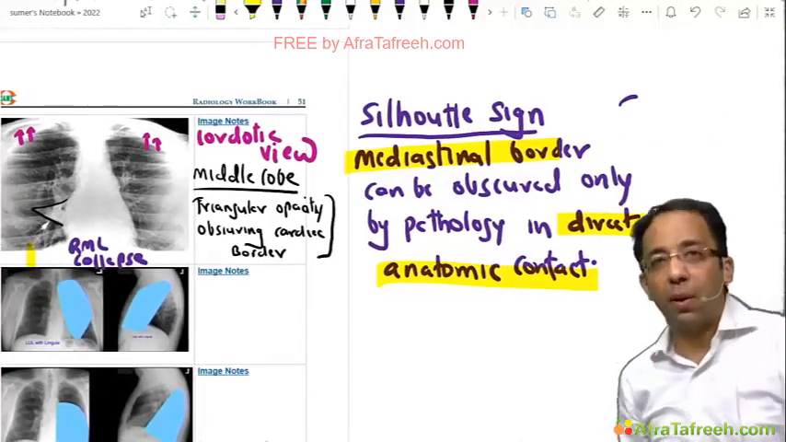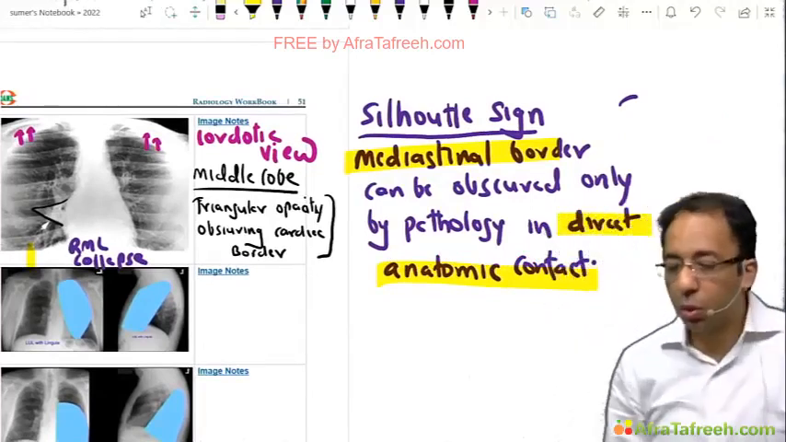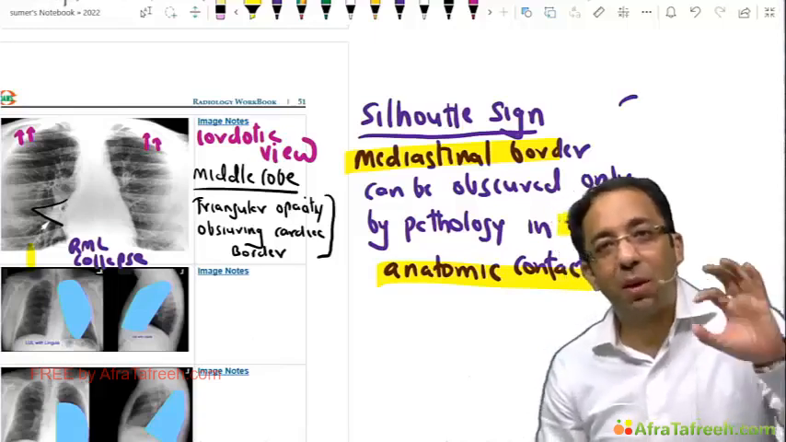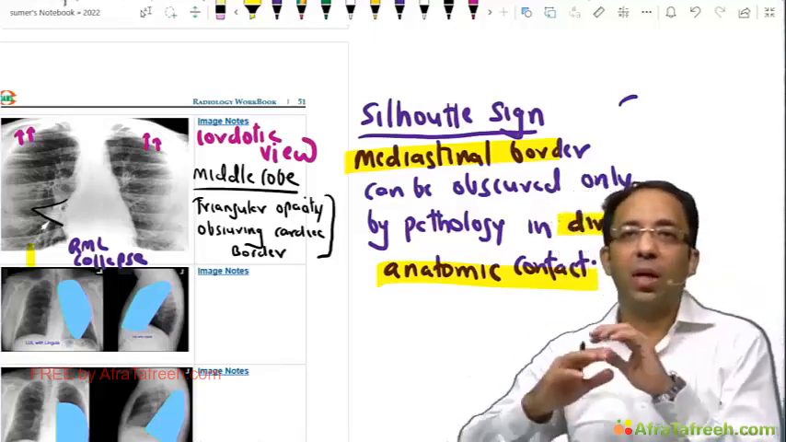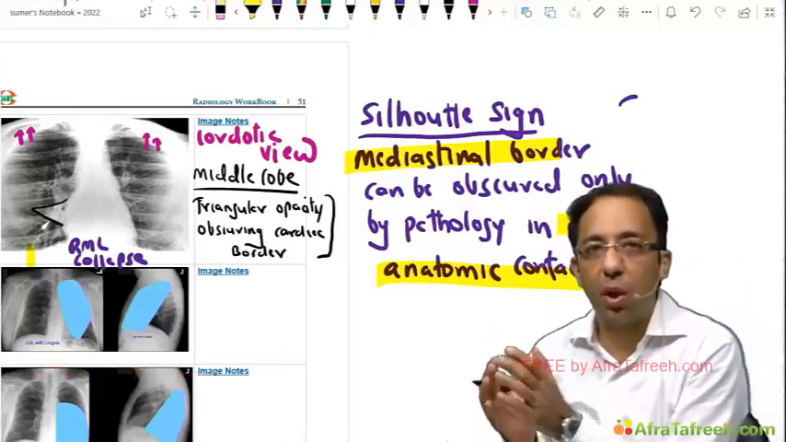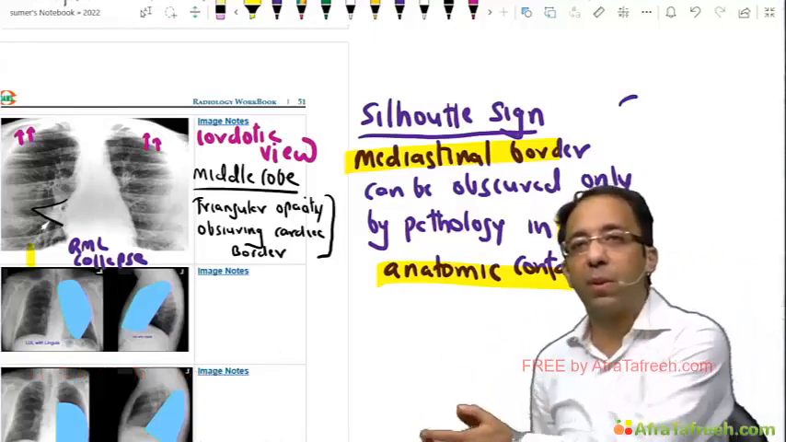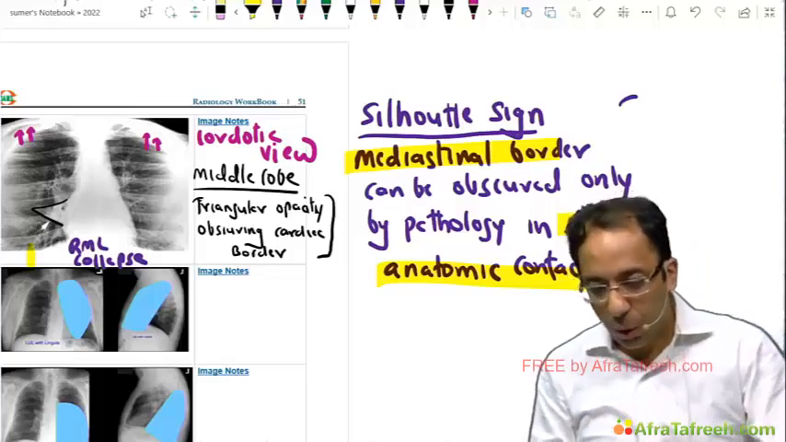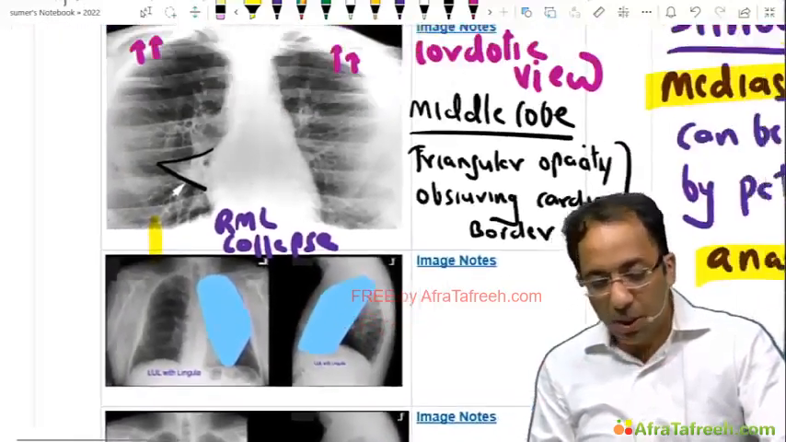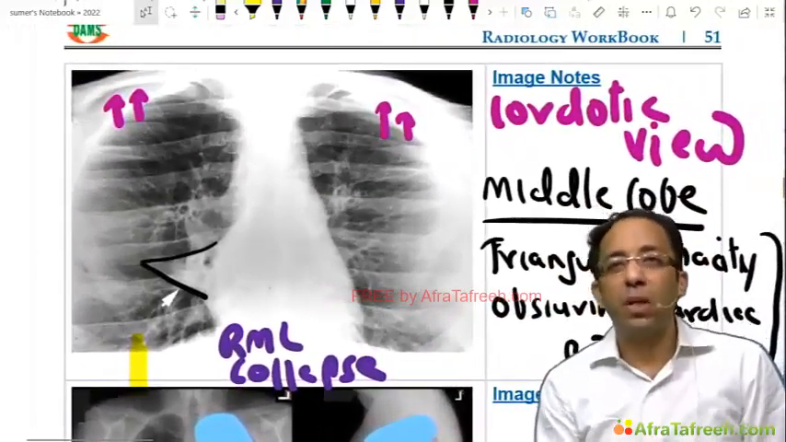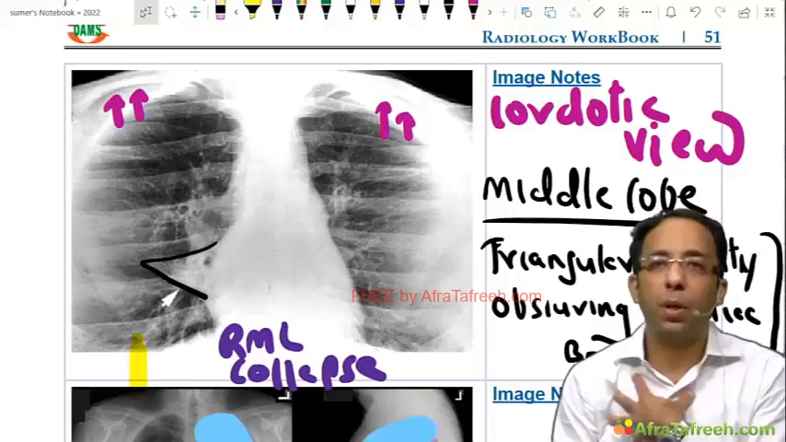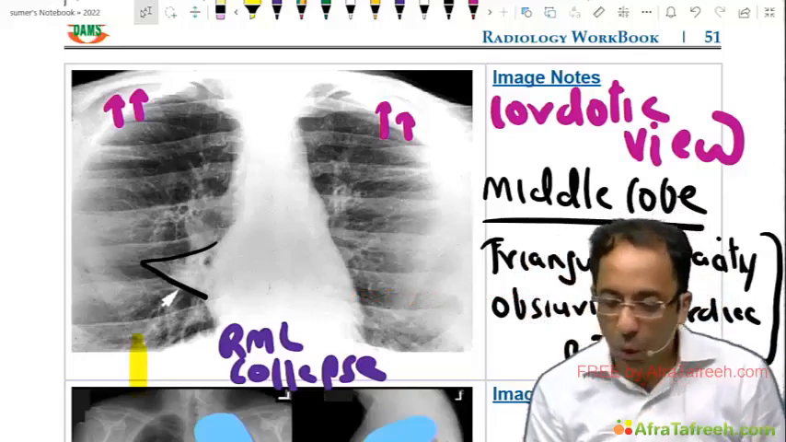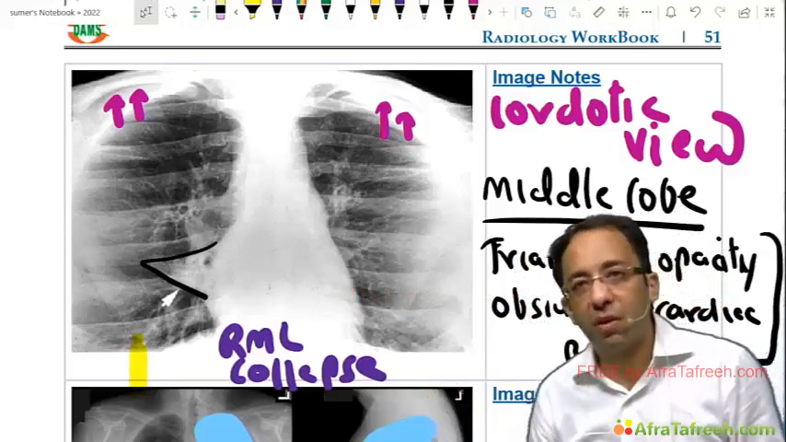Somebody is asking, why collapse? Very good question. That means there will be something different that happens in consolidation that I am yet to tell. So wait for it. When I tell you consolidation, I will tell about a sign called air bronchogram, which will help us differentiate it further. We will get back to that once we reach there. Somebody is saying, sir, the pull is not apparent here, because in the middle lobe the pull is usually not so apparent, in the upper lobe the tracheal pull is more apparent. Clear beta?